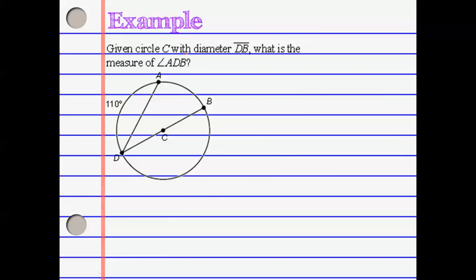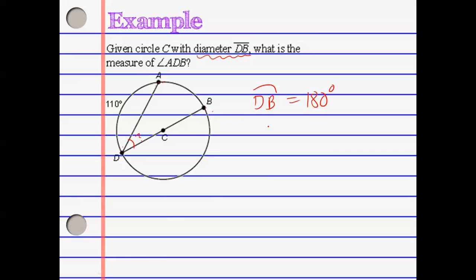Here it says, given circle C with diameter DB, what is the measure of angle ADB? So I'm wanting to know what this angle is right here. So we can see that it's an inscribed angle, so we know that it's going to be half of the intercepted arc AB. So what we first have to do is find AB before we can find ADB. Now the way we can do that is, here it tells us that DB is a diameter. Since it's a diameter, we know that the arc DB is going to equal 180 degrees.